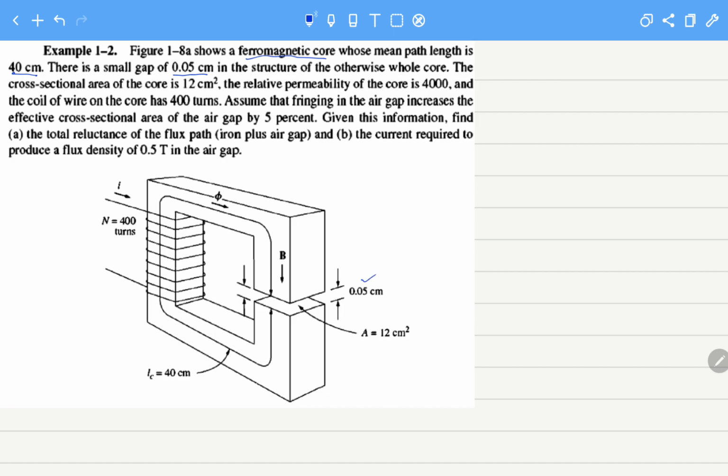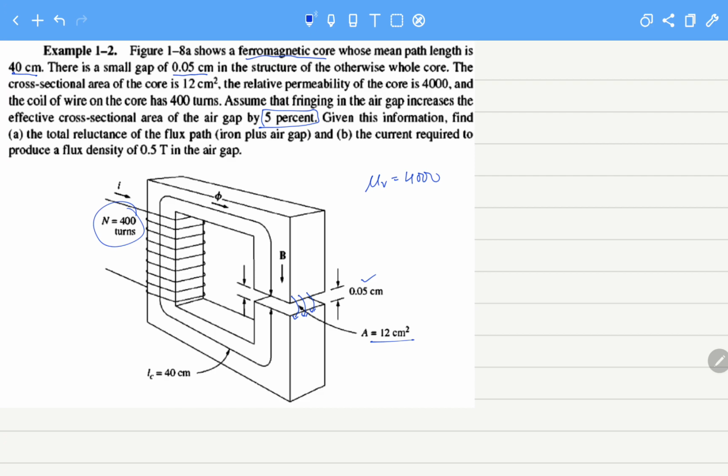And the cross-sectional area of the core is 12 centimeters squared. So they have given the cross-sectional area. Relative permeability of the core, mu r, is 4000, and the coil that is wrapped here has 400 turns. They have mentioned that fringing exists here, so we have to consider the fringing effect. And what is fringing causing? Fringing causes an increase in the cross-sectional area as the flux bulges out. So there will be a 5% fringing effect here.